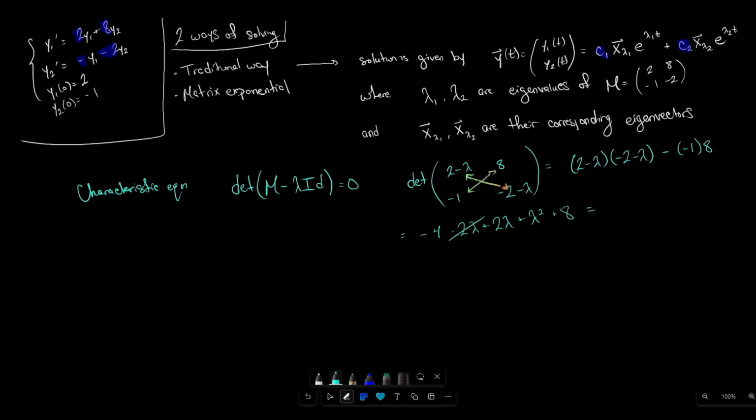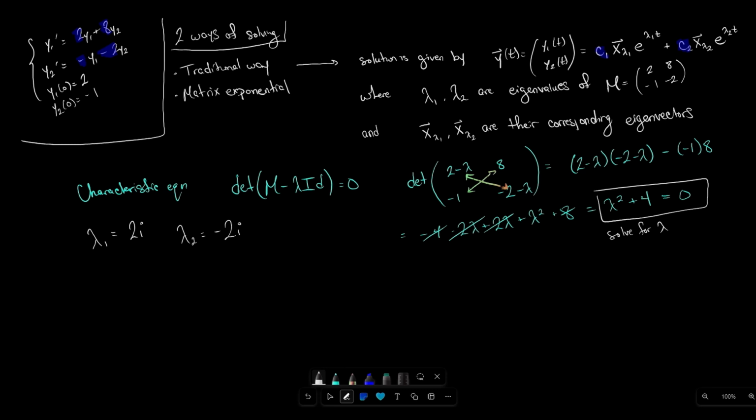Okay, so minus 2 lambda plus 2 lambda cancel. Negative 4 plus 8 gives me a positive 4. Lambda squared plus 4 is my determinant. If it's the characteristic equation, I set that equal to 0. And now I need to solve for lambda. And we're going to recover that lambda 1 is 2i, lambda 2 is negative 2i. So unfortunately, we do have complex valued solutions here, but that's not the end of the world.